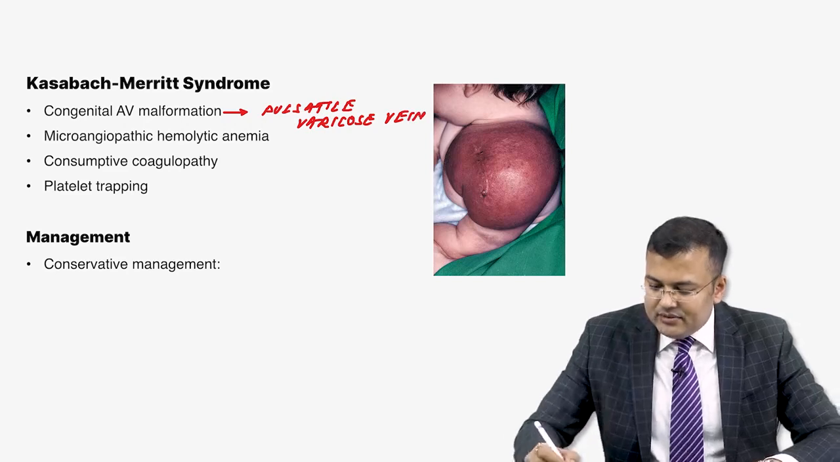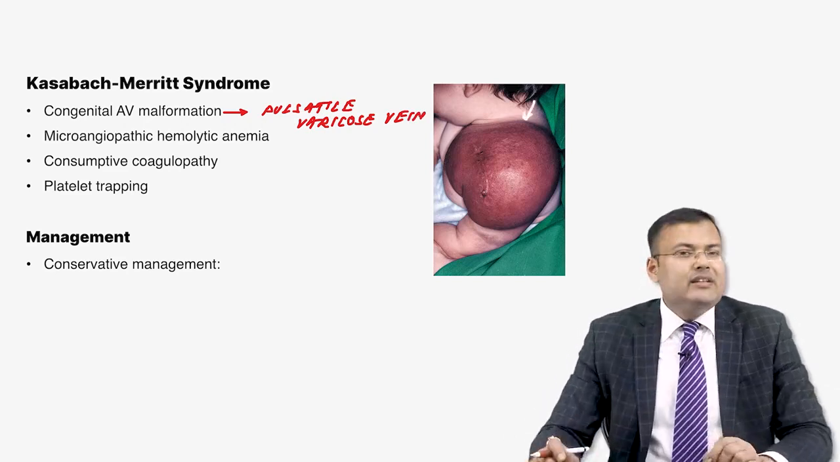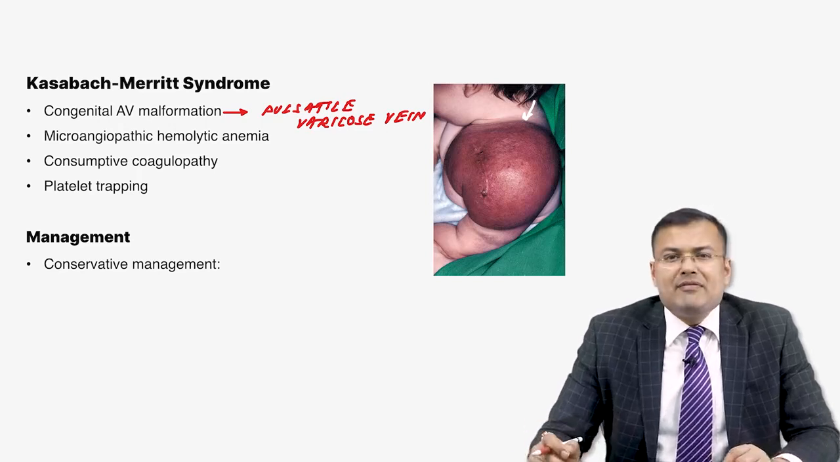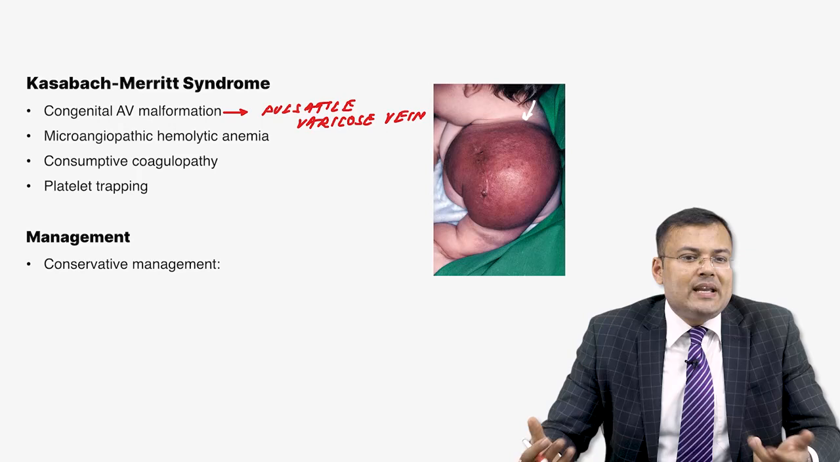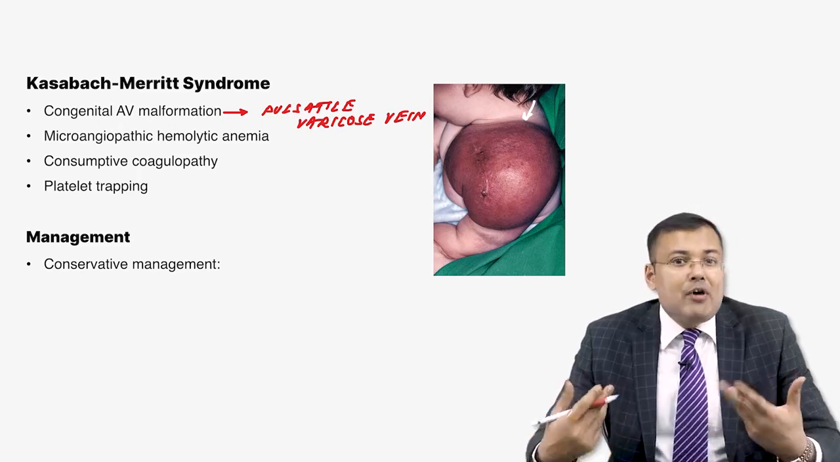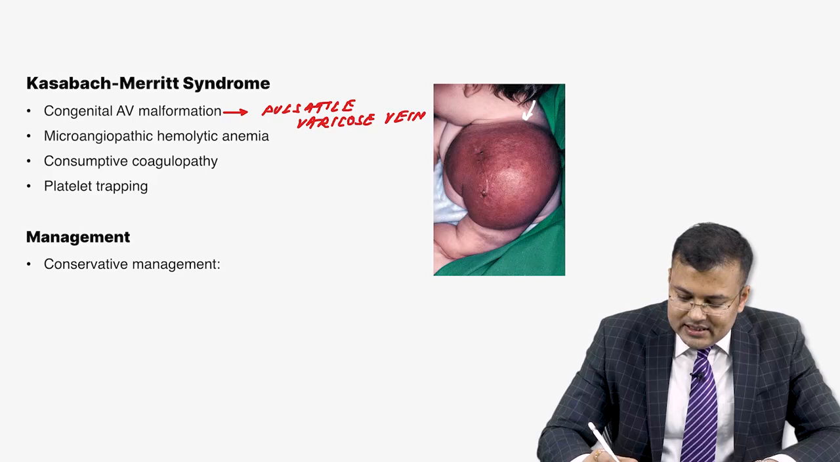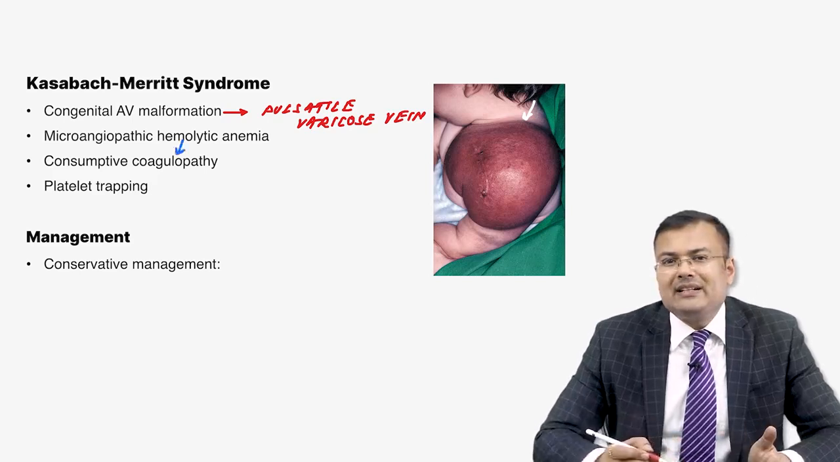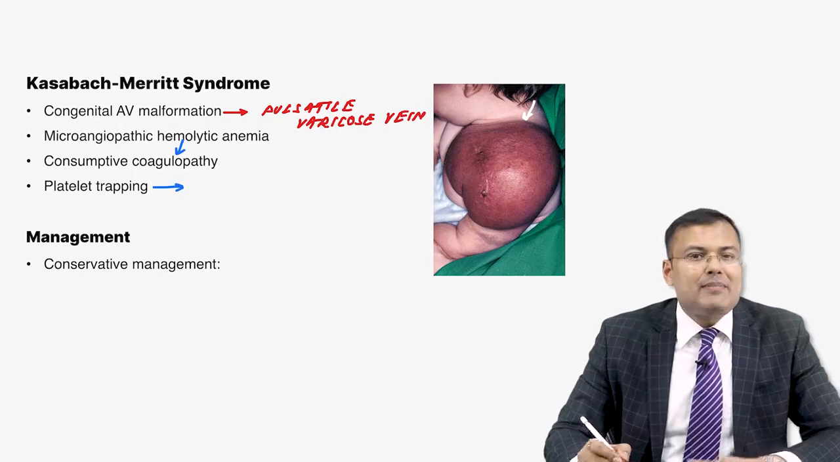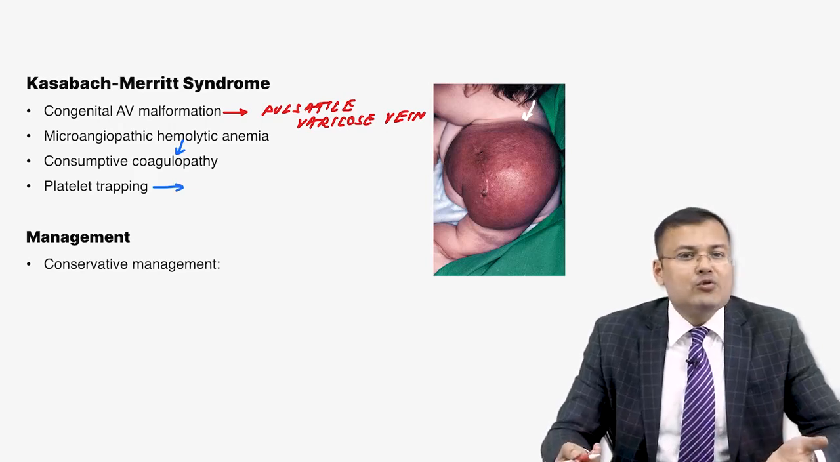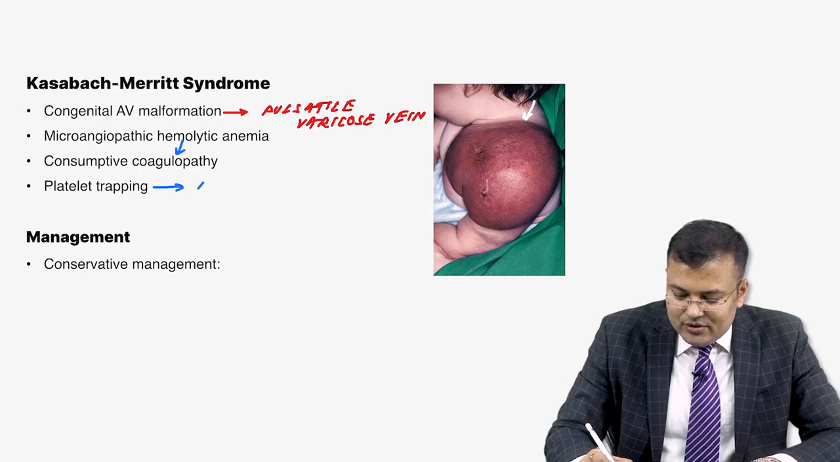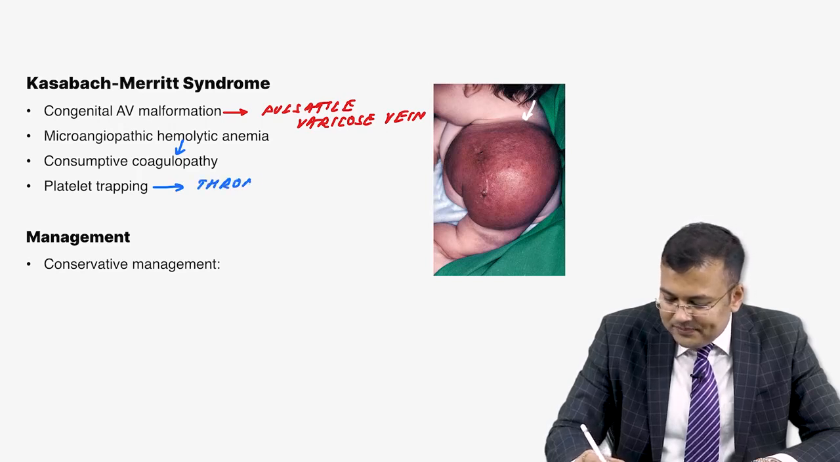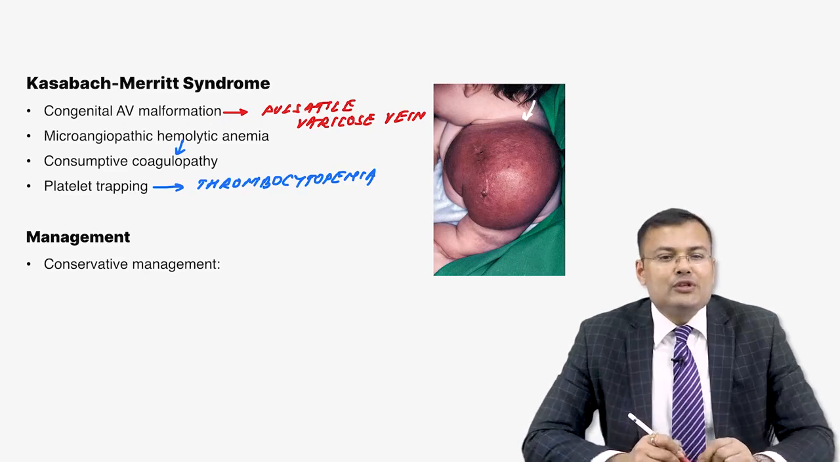Here you can see the lesion, right? These patients, because of congenital AV malformation, have microangiopathic hemolytic anemia. And if there is hemolytic anemia, in these patients there is consumptive coagulopathy, platelet trapping. And if there is platelet trapping, obviously what will happen? The platelet count is going to reduce. It leads to thrombocytopenia. Clear?